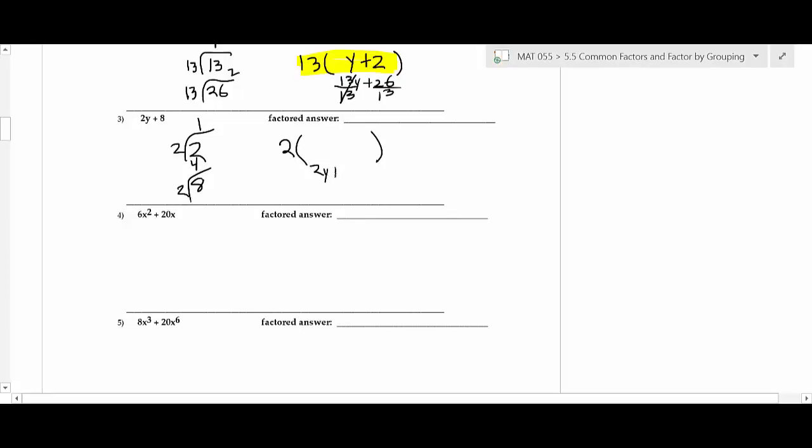That goes in front of the parenthesis. If you divide both parts of that by 2, what's left over? Y plus 4. There's your answer. Okay? Can everybody tell that's right? Okay, just distributive property. You guys have done lots of distributive properties, okay?